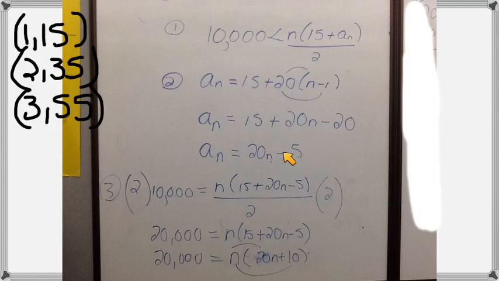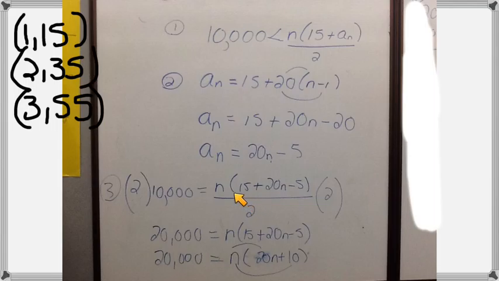I'm going to substitute this in right here where it says a of n. So now it's 10,000. I change this to equal n times the quantity 15 plus, and then this represents a of n, 20n minus 5. That's what I had simplified it to. And of course all of that is over 2.